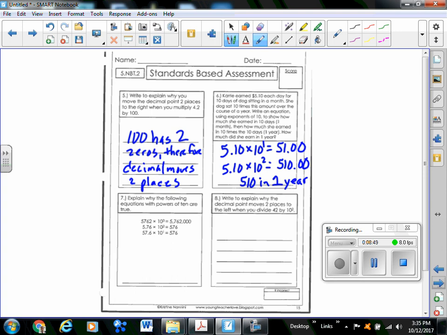Number 7, explain why the following equation with powers of tens are true. The decimal point moves the same amount as the exponent.